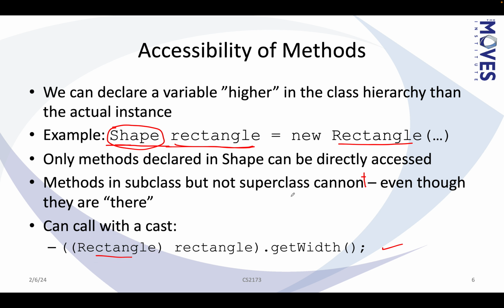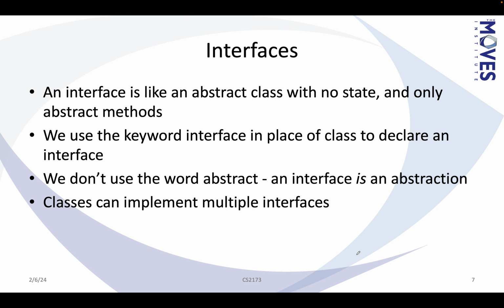So what can go wrong? Well, between this and here, I can instantiate, say, a circle and assign it to the variable called rectangle. That's perfectly legitimate. And then when I go to do this, I'm going to get an error. Why? Because there's no getWidth method in circle. So that's not going to work. Okay, so it's important to understand that.